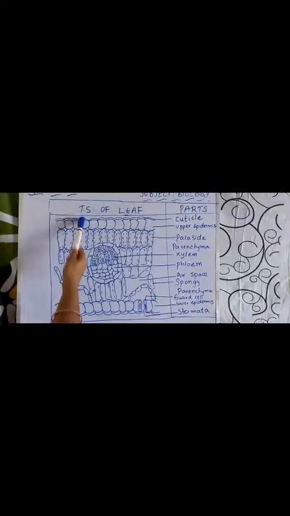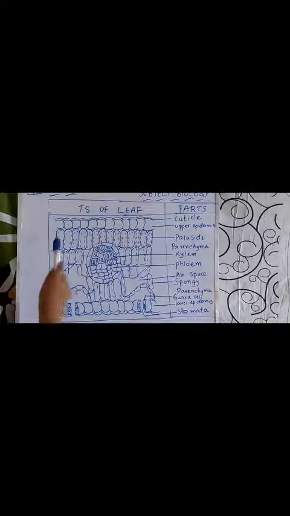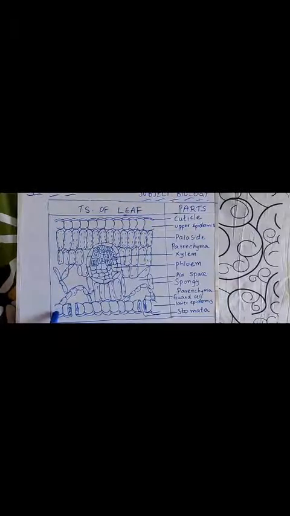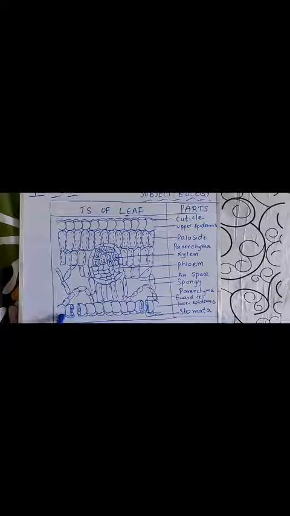Here is the transverse section. TS means transverse section of leaf. A transverse section of a typical leaf shows that it is covered by epidermis on both sides, upper epidermis and lower epidermis. The lower epidermis is interrupted by openings. Here you can see very clearly there are some openings, and these openings are known as stomata. And these stomata are guarded by guard cells.